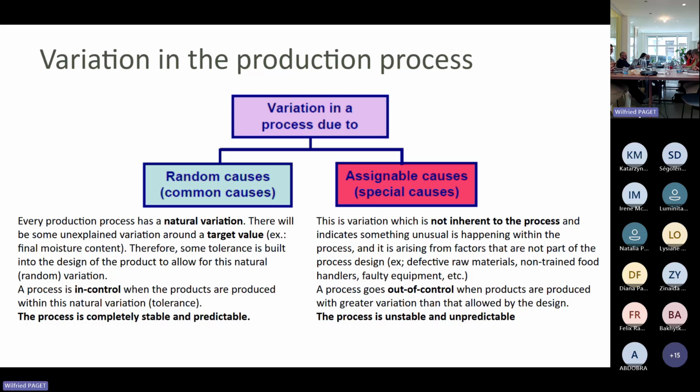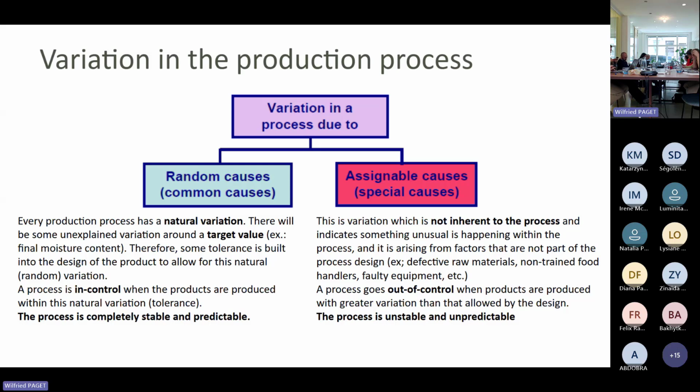Sometimes these assignable causes of variation can have impact on the products, and we have variation higher than these random causes. So this variation is not inherent to the process, and they are indicating that something unusual is happening in the process. So, for example, we can have problems in the raw materials that are arriving to the factory. We can have non-trained food handlers or even faulty equipment.